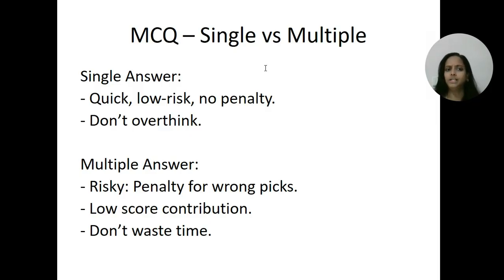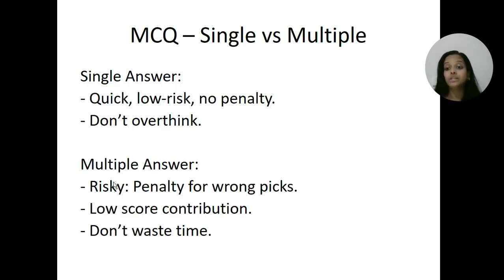Now, these look familiar because we have all done multiple choice tests in school, right? But here's the catch. In PTE Core reading, they behave very differently. When you see the single answer multiple choice, it's honestly the safest one. You read the question, you scan the passage, you pick one answer, and you move on. Even if you're not 100% sure, you take your best guess and you don't lose marks for being wrong. So it's quick, low risk, and not worth overthinking.